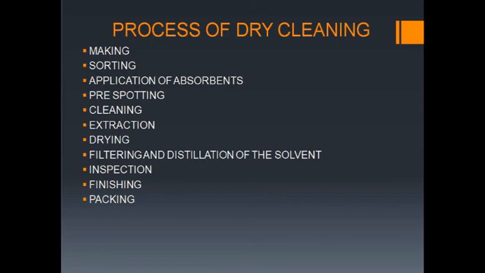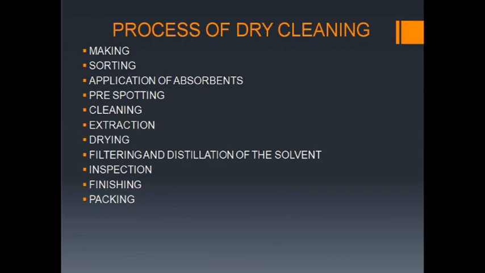Now, if you give a particular fabric for dry cleaning, there is a proper procedure according to which the dry cleaning is done. First, we take that particular linen to the dry cleaning unit, then it is sorted on the basis of their fabric and the classification of the linens. Third, the absorbents are applied on that particular cloth and then re-spotting, keeping in mind that no kind of stain is left behind.